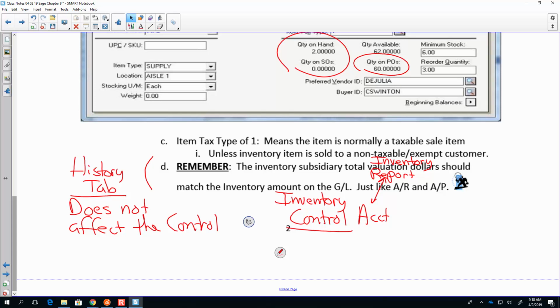Has anybody ever done inventory counts or spot inventory counts, worked anywhere? Very important function. Again, a lot of theft occurs in inventory, right? So you really have to be careful when dealing with inventory. To minimize theft is basically your job.